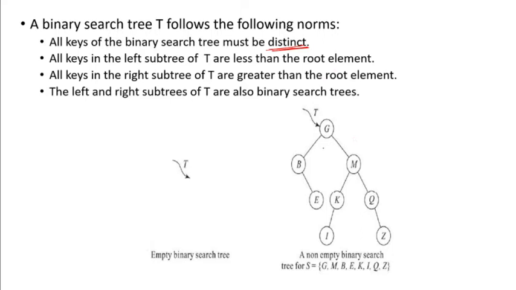In simple terms, I have taken the alphabetical sequence A, B, C, and so on till Z. If you take G as the root, B and E come to the left part of this tree, and M, K, I, Q, Z come to the right part of this tree if you are trying to construct a binary search tree with this particular set. You can see that E is greater than B, hence it is falling to the right subtree of B. In the same way, you can assume what is happening with the other nodes.